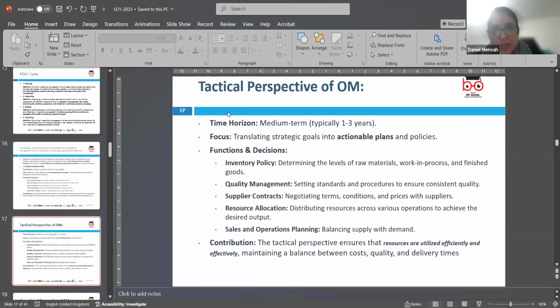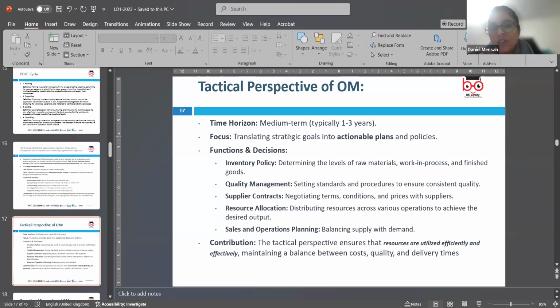So when we talk about the tactical level, it translates the strategic goals which are set in the previous level into actionable plans. Now they are going a bit deeper. They are setting the actionable plans and the policies at this level. They are making the inventory policy: how much raw material you need, how much work in process should be there, how much finished good you are going to produce. So you are going into a bit more detail now.